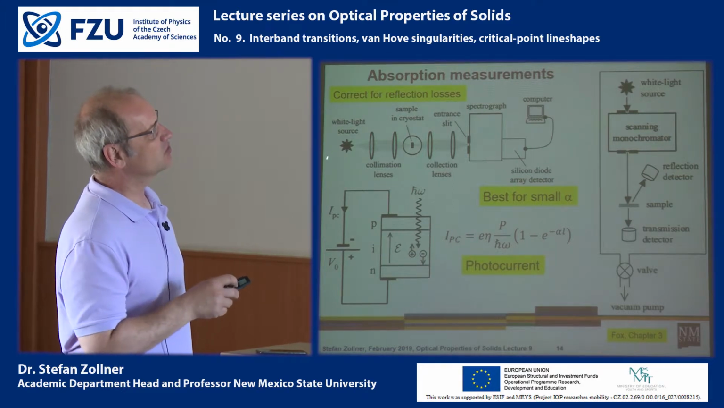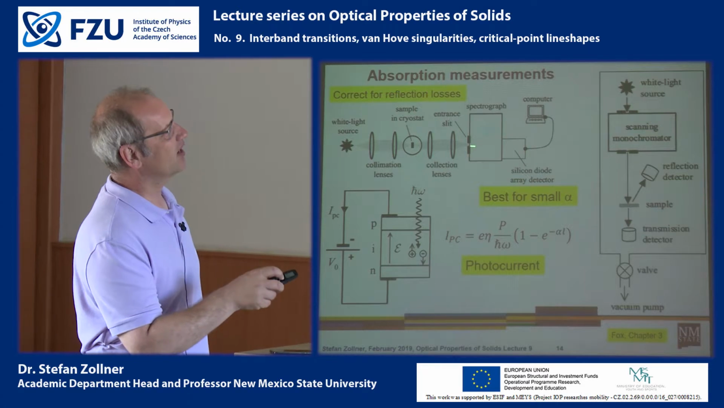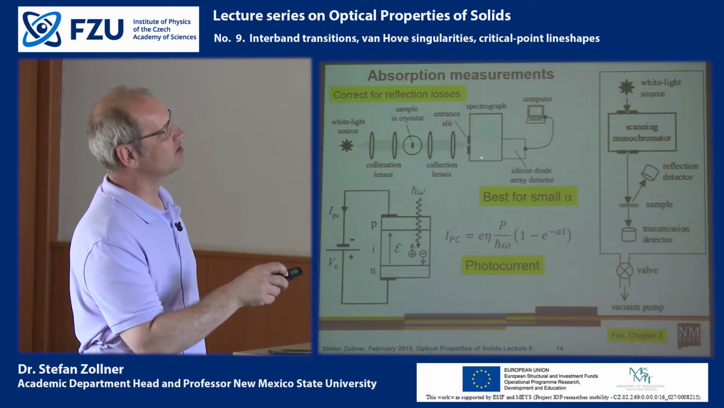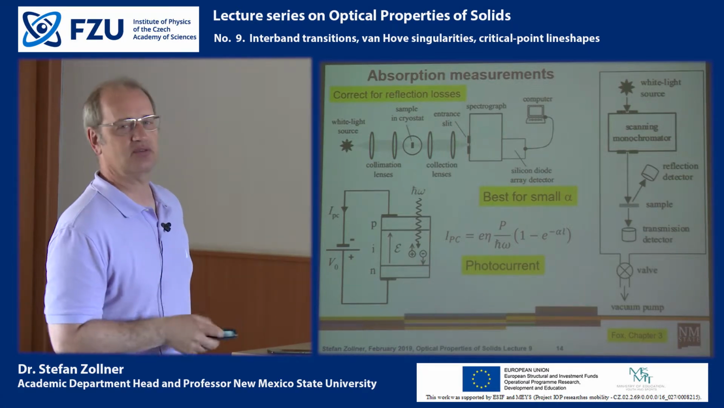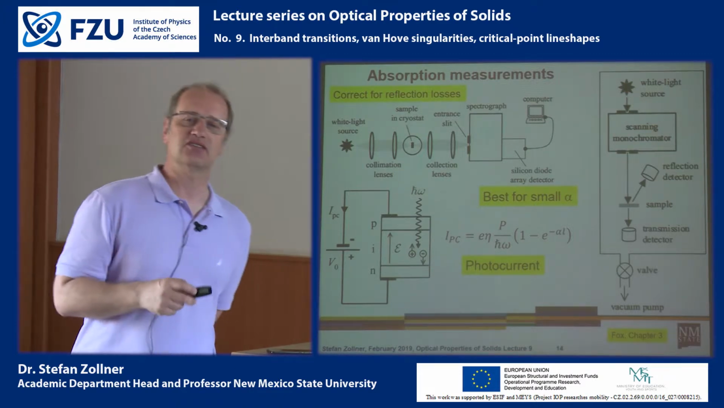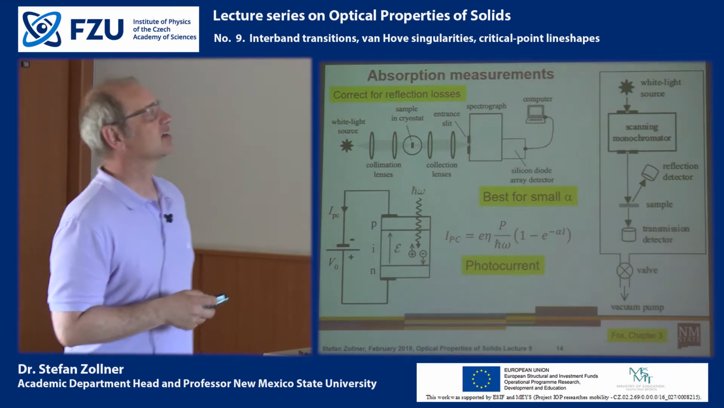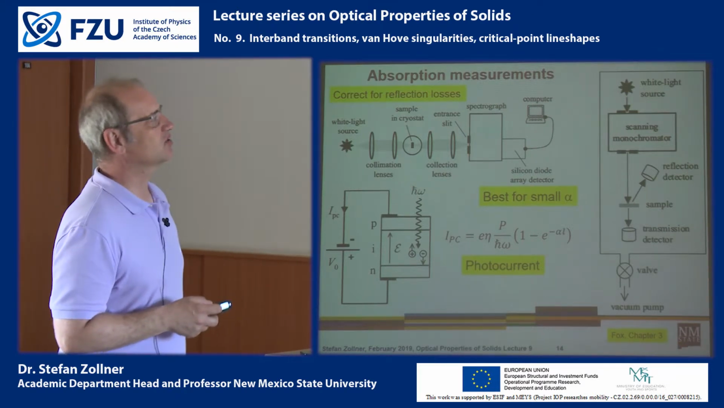There are also instruments which have two beam paths. So there's one beam path with sample, and then there's another beam path without the sample, and they both are recombined onto the same detector, and these double path techniques sometimes give you a better result.